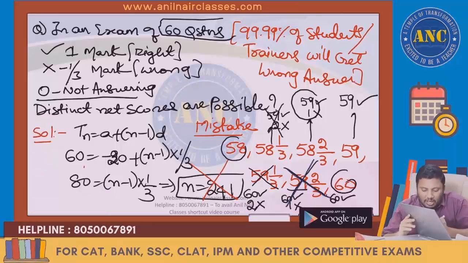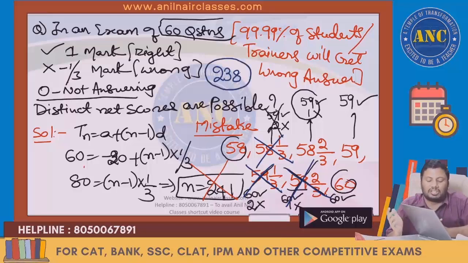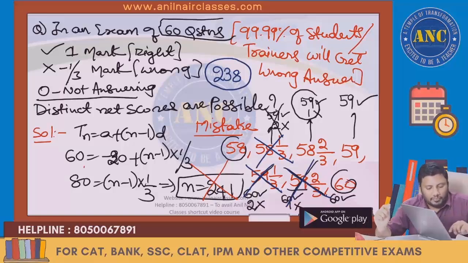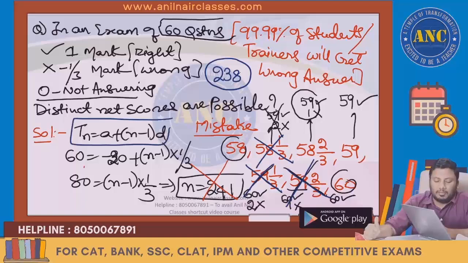This case is not possible. This case is not possible. This case is not possible. The answer is not 241. The total number of distinct net scores is 238. Tn is a plus n minus 1 into d. 60 is minus 20 plus n minus 1 into 1 by 3.